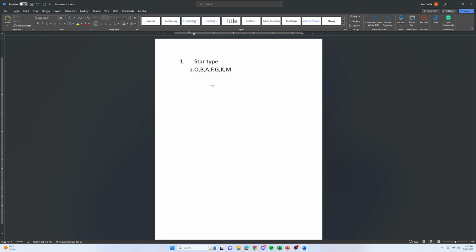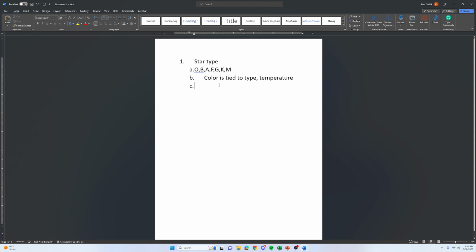So color is tied to type. So the O's are going to be blue, O and B are blue, A's are like white, F is white turning into yellow, G's are mostly white, a little bit yellow, and then the orange and the red. And that's also the temperature.